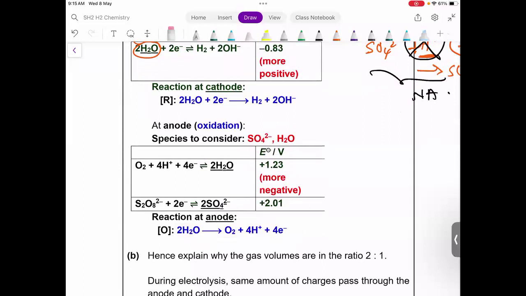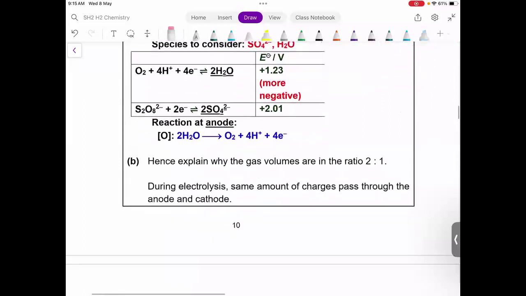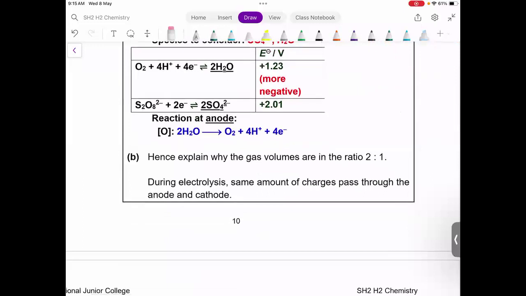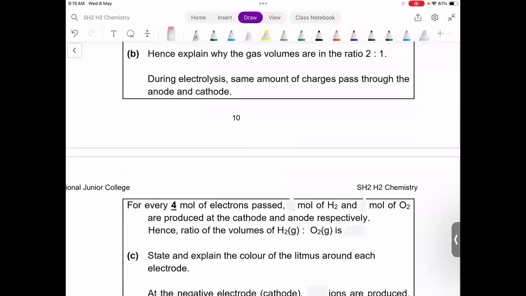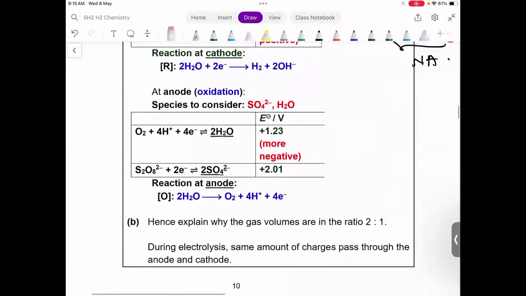Okay. Any questions? Okay, so let's move to part B. Explain why the volume of gases are in the ratio of 2:1. So 2 of what to 1 of what? What's the ratio?